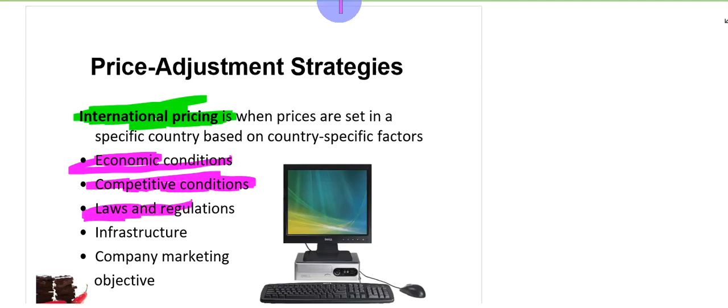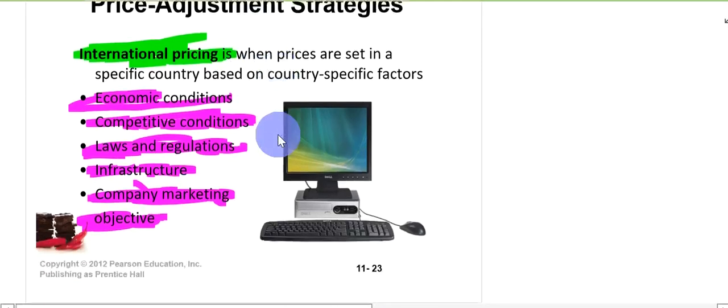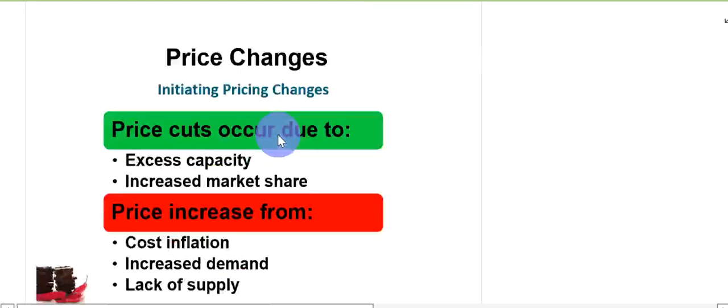Number three, law and regulations. Law and regulations are very important to understand before setting any pricing. Then we have to see the infrastructure. Then the company's marketing objectives. If the company's marketing objective is to give good quality, then they will charge a high price. If the objective is market penetration, then they will reduce the price. So these are different situations, and we have to assess and study all of them before setting the price for international pricing.